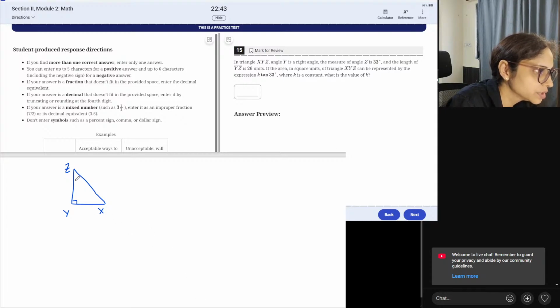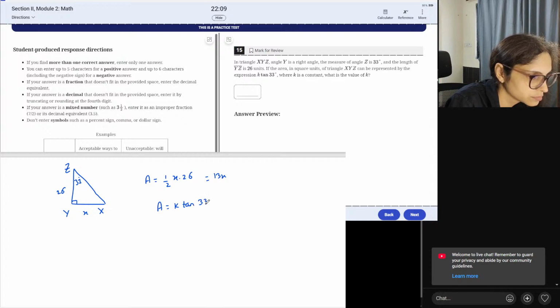Z is 33, YZ is 26. So area is going to be, I'm going to call it X. Area is going to be half X times 26, which is 13X. Now they're saying area is K 1033. So we have to write X in terms of 1033.